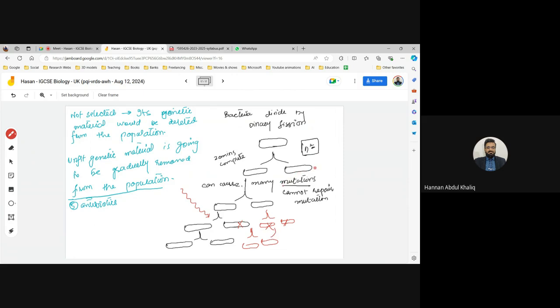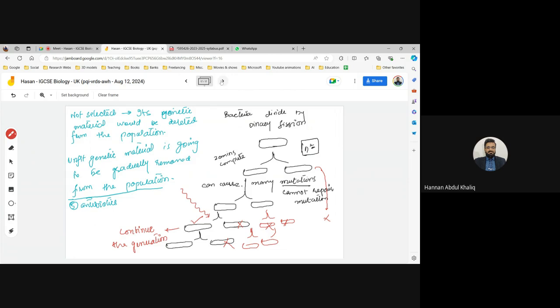Even all the generation here is dying. This one, and this one also died. This one also died, but this is surviving. This is surviving, and now it would continue the generation. No matter how many times you are again going to use the antibiotic, it would survive. No matter how many times.